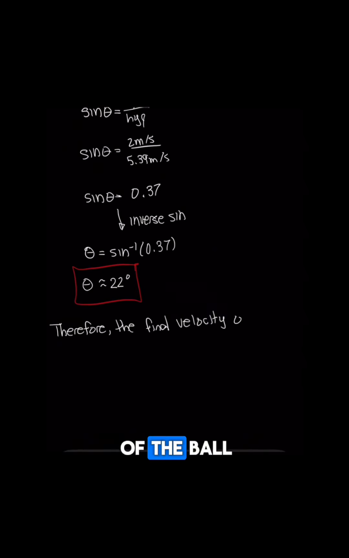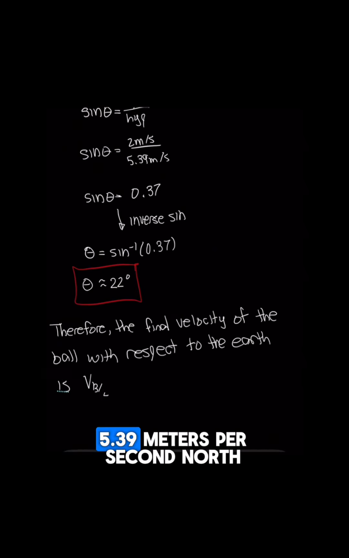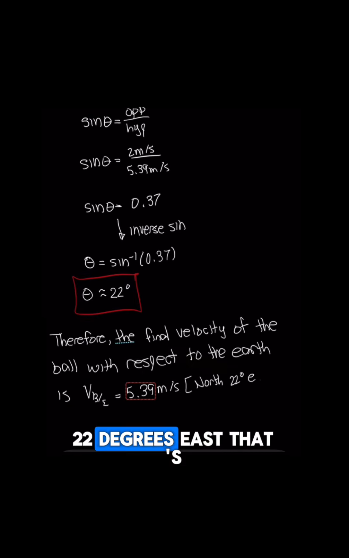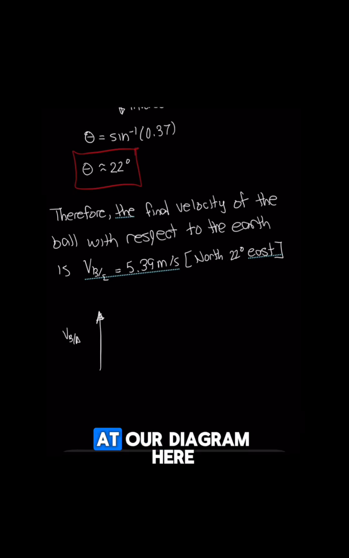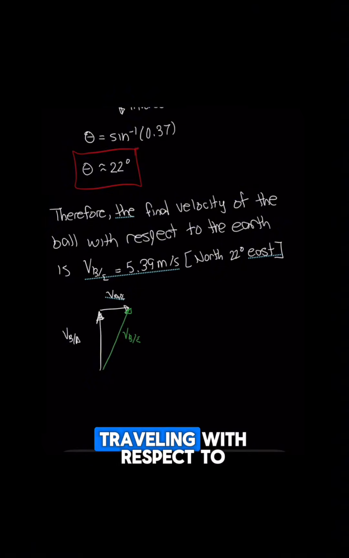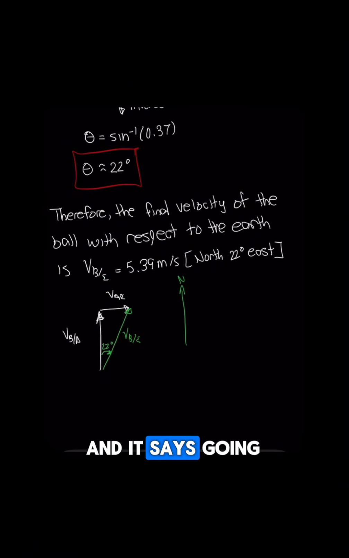Therefore, the final velocity of the ball with respect to the earth is going to be 5.39 meters per second north, 22 degrees east. That's the direction because if we look at our diagram here, north is the ball traveling with respect to the air, and it says going north, and our angle is 22 degrees east of that.